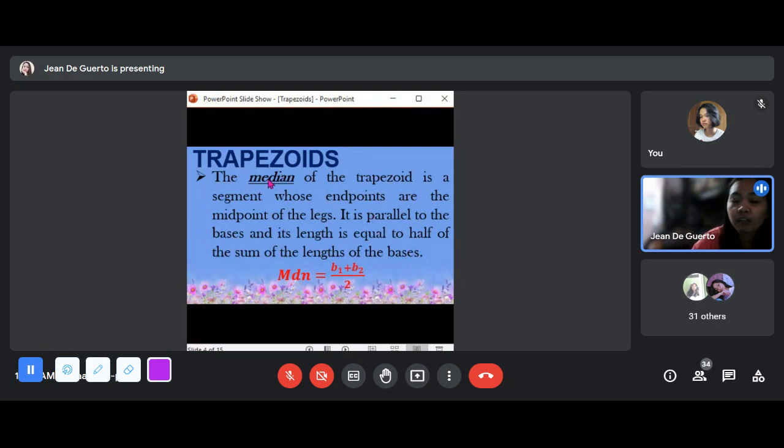So, the median is always parallel to the two bases, your shorter base and the longer base. And its length is 1/2 of the sum of the two bases. So you can have this as your formula for the median of a trapezoid. The median is equal to base 1 plus base 2 divided by 2. Or you can also have twice the median: 2 median is equal to the sum of the two bases, base 1 plus base 2.